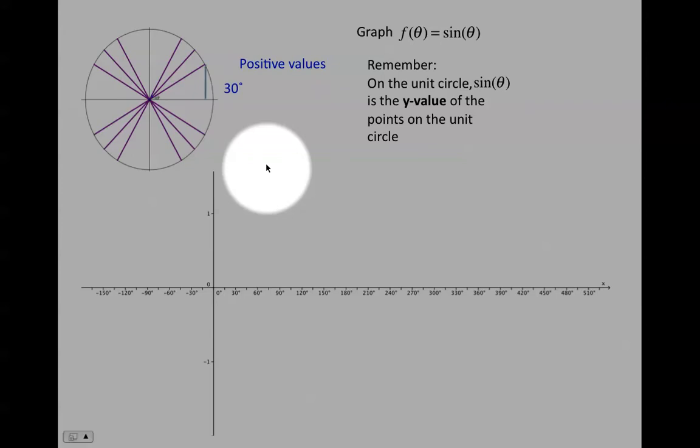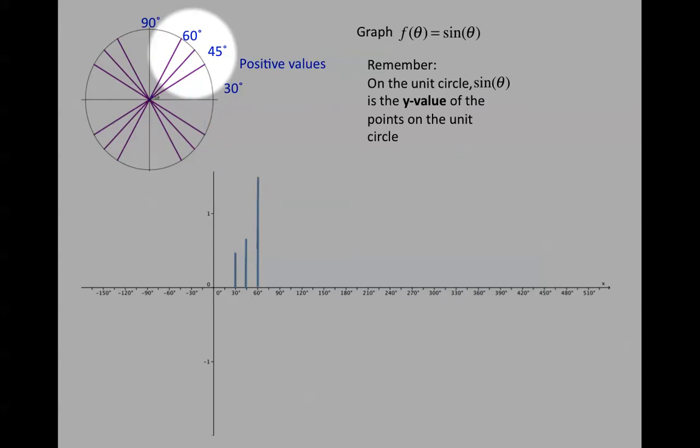Start with 30, and you get this segment here because that's the y value, the vertical distance. You take that and transfer it to this point here on the new xy plane. So that's 30 degrees. Let's continue with 45 degrees. Sine has this length or this value, which is root 2 over 2. Then transfer that onto the xy plane. And we can continue like this all the way around.